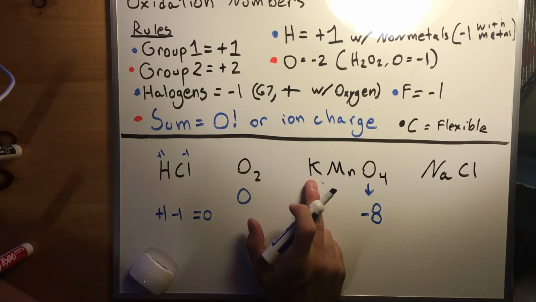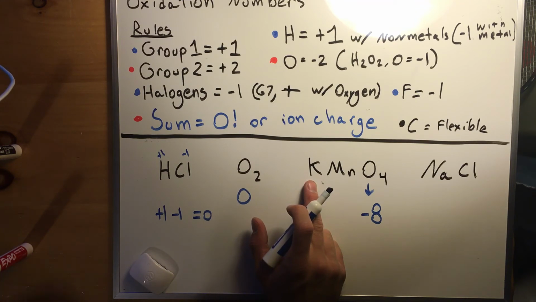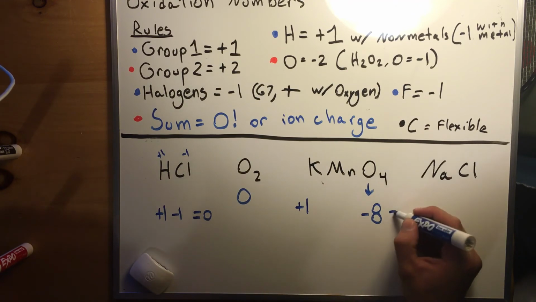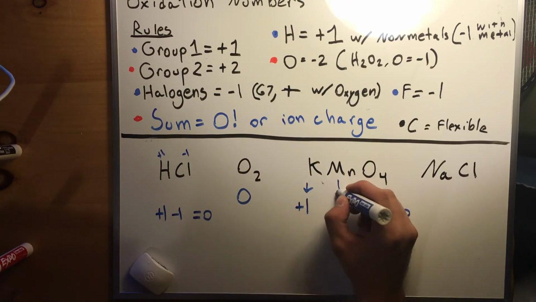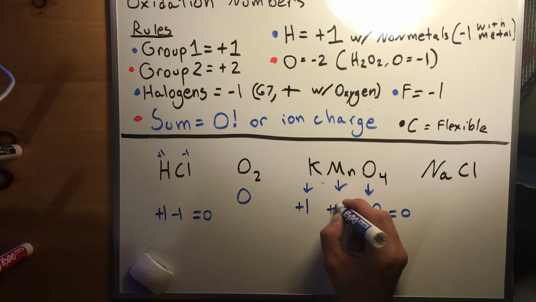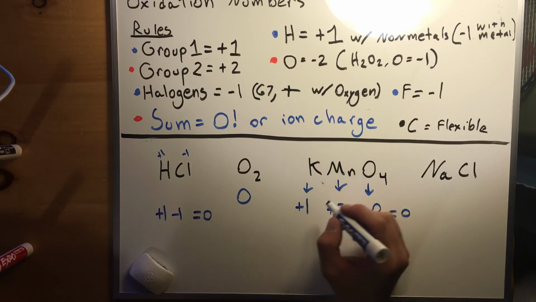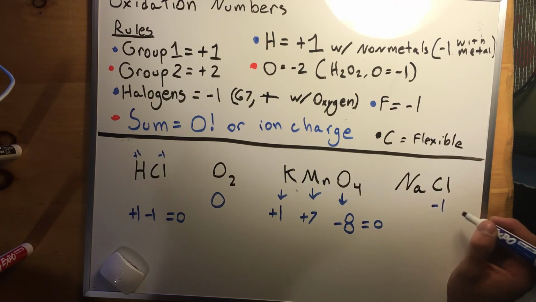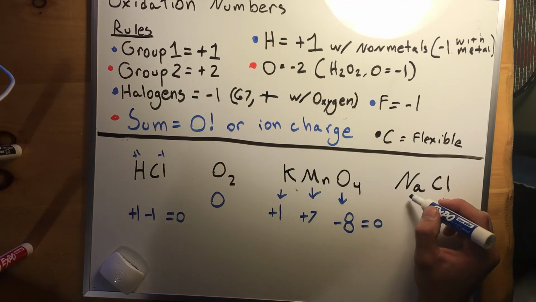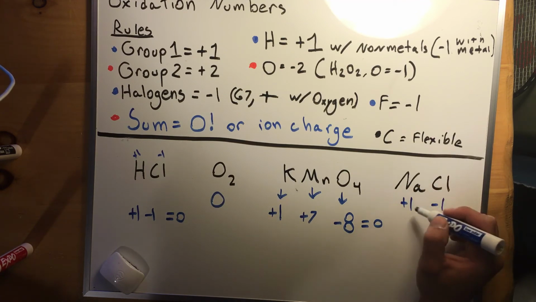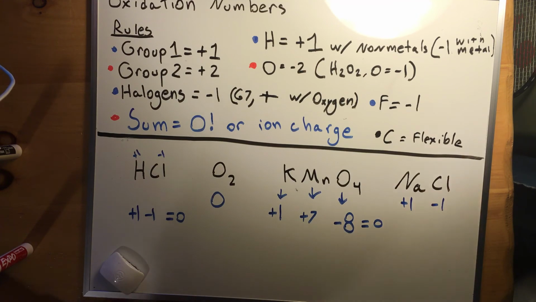Let's move on. We know that oxygen's -2, so this is a -8. We know K is a group 1 atom, so it must be a +1. Combined, it needs to equal 0. So +1 and -8, this must be +7. Last, NaCl, well, we got a halogen, so that's probably -1. And we've got sodium, which is a group 1, so that's got to be +1. +1, -1.